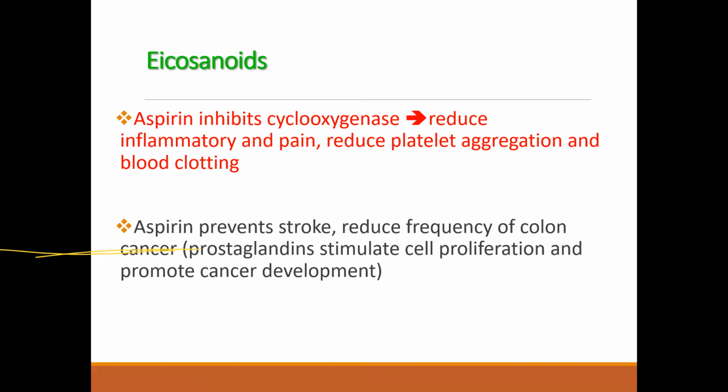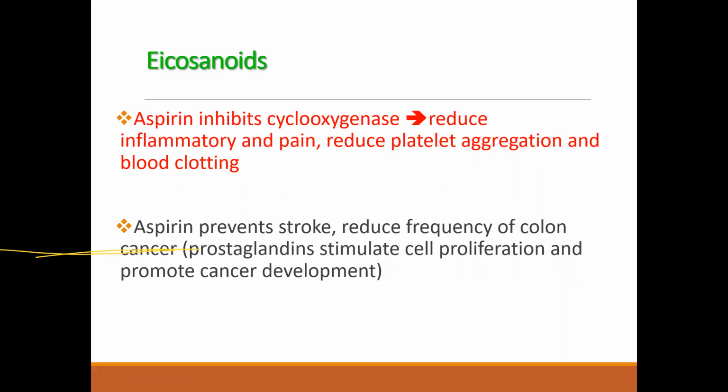Why? This is because aspirin can inhibit the production of eicosanoid, right? As we know from the last slide, one of the eicosanoid products from arachidonic acid is prostaglandin. We know that prostaglandin can stimulate cell proliferation and promote cancer development.